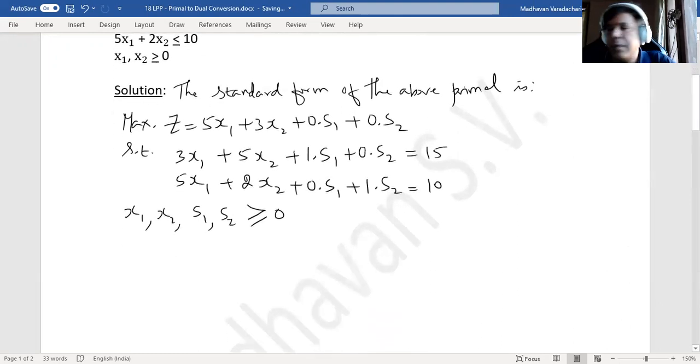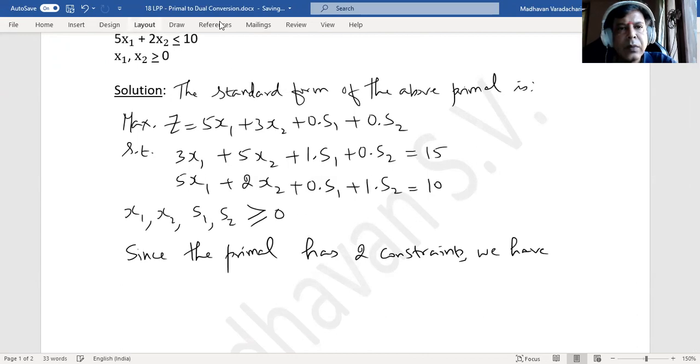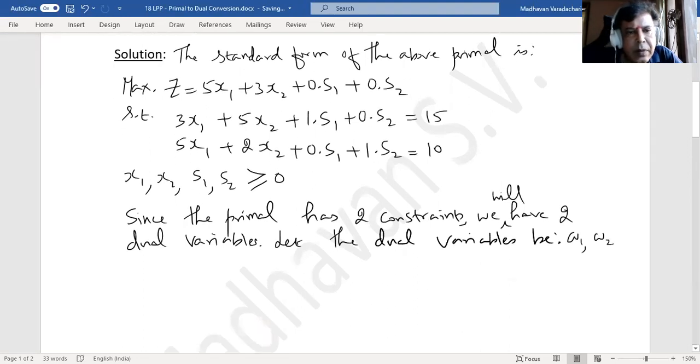Once we write the standard form, we will formulate the dual of this. Since the primal has two constraints, we will have two dual variables. Let the dual variables be W1, W2.